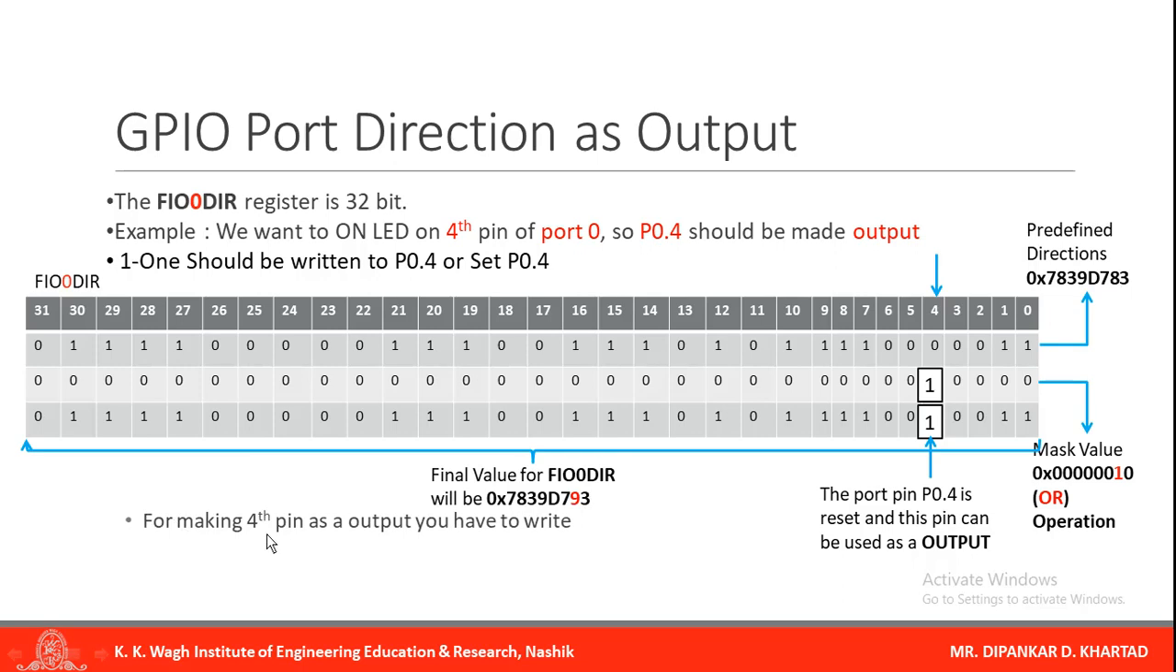Now for making the fourth pin an output, you have to write FIO0DIR OR equals 0x00000010. So two things you have to remember. First, if you want to set as an output, then the mask value should be ORed with the predefined direction. And if you want to use as an input, then the mask value should be ANDed with the predefined direction.